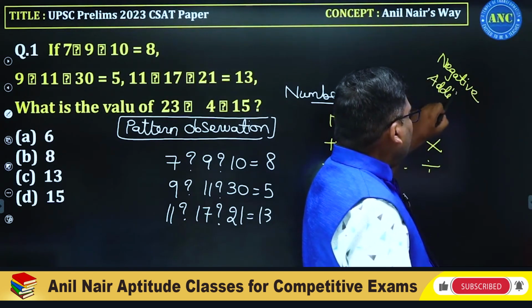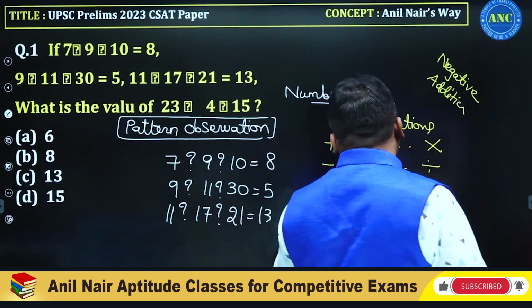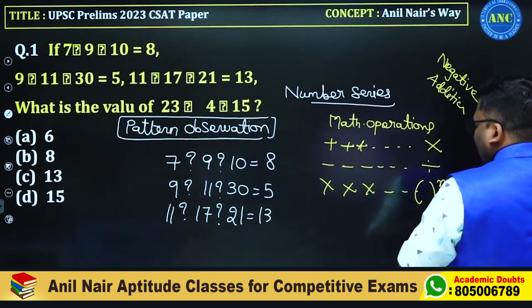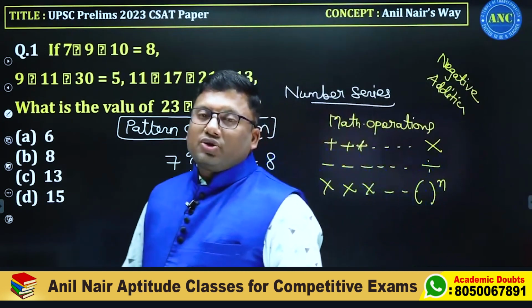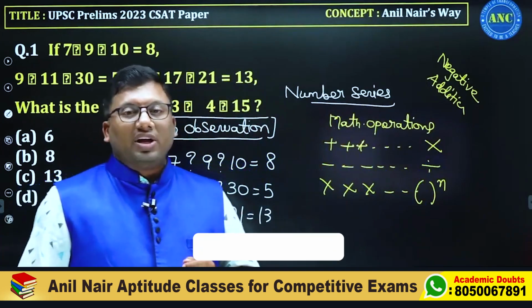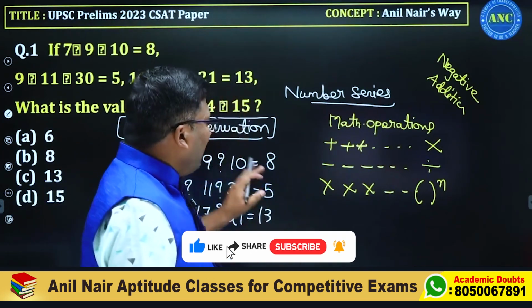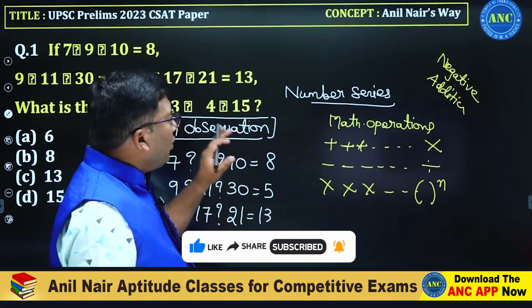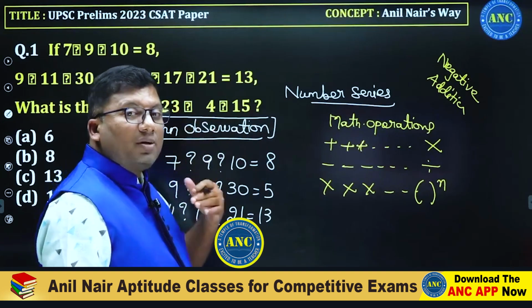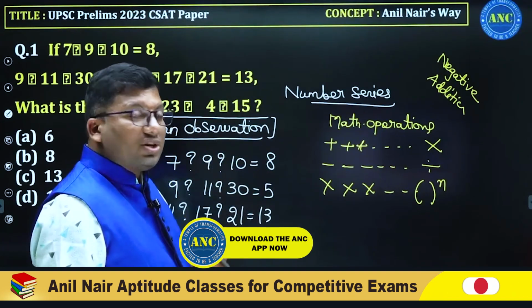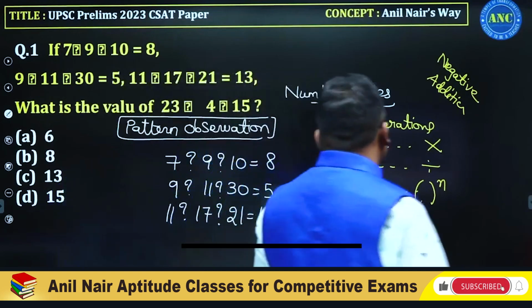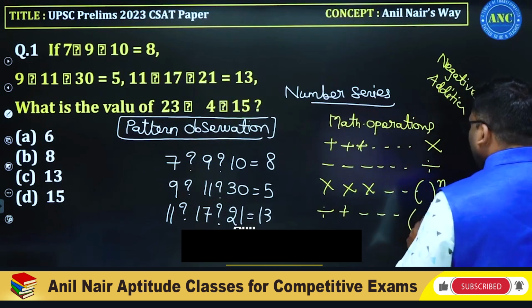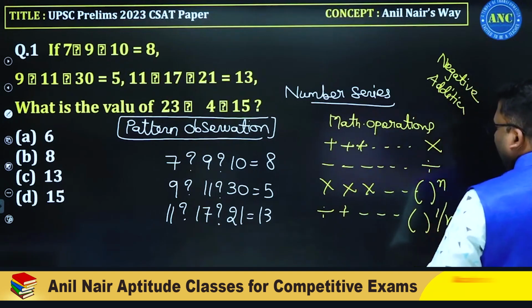If I keep doing into, I will get a power n. 2 power 3 is 2 into 2 into 2. 3 power 4 is 3 into 3 into 3. I will not only solve this question, I will give you some concepts which will help you to understand not only this question but different questions based on the same logic. Next, if I do division, I will get a power 1 by n.